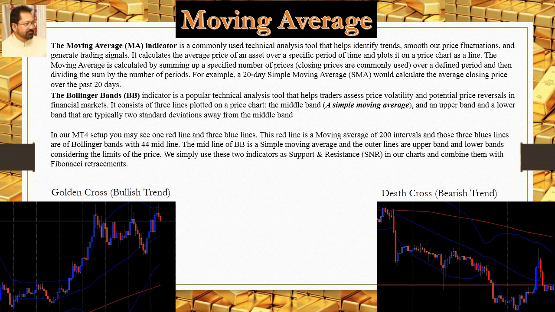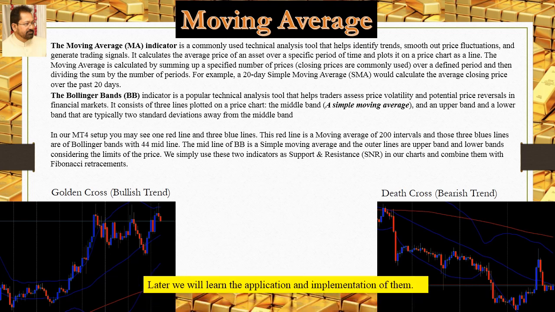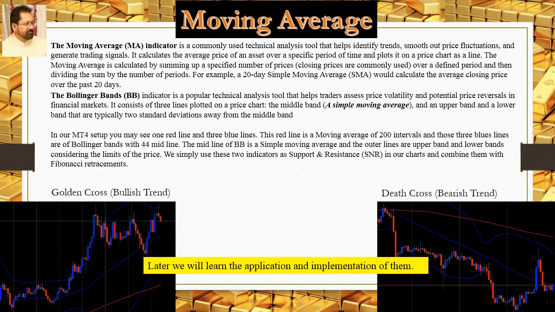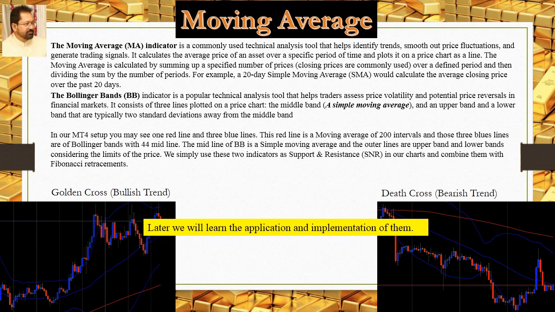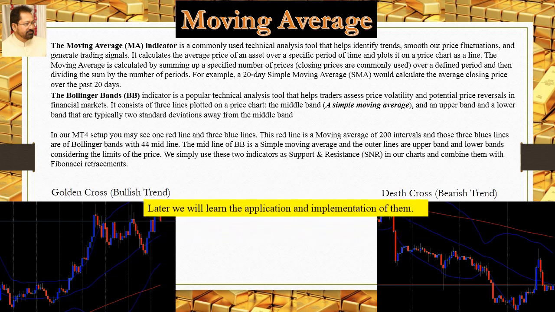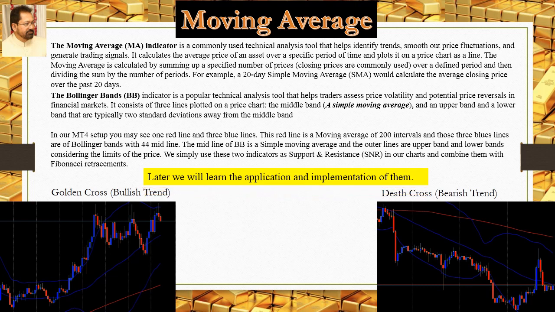In our MT4 setup, you may see one red line and 3 blue lines. This red line is a moving average of 200 intervals, and those 3 blue lines are Bollinger Bands with 44 midline. The midline of BB is a simple moving average, and the outer lines are the upper band and lower band, considering the limits of the price. We simply use these two indicators as support and resistance in our charts and combine them with FIBO retracements.